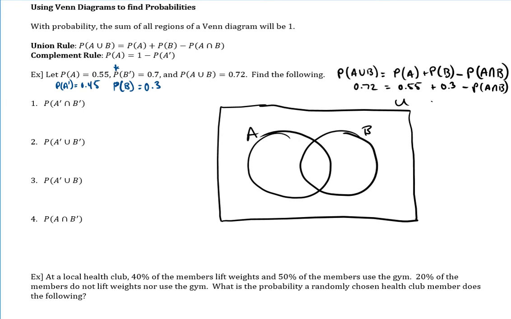Be careful of your addition here. I need to move it over a little bit. So 0.72 would equal 0.85 minus that intersection, which I'm going to squeeze in there. Then when we subtract the 0.85 over, it would give us negative 0.13. And that would equal the negative probability of the intersection. And so the 2 negatives would cancel.